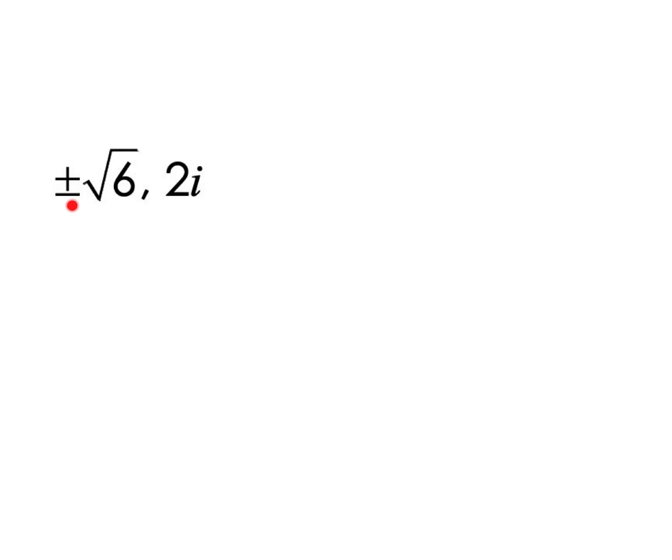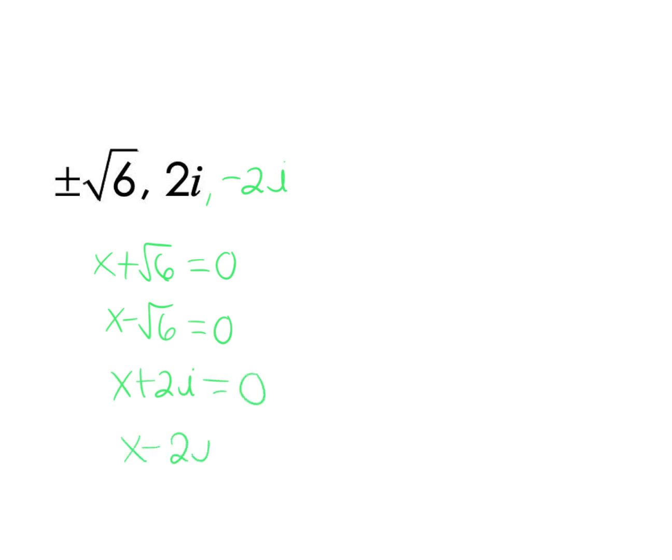Here we have plus or minus square root of 6 and 2i. So we also have negative 2i here. So we have x is square root. I'm not going to do all that. We're going to have x plus square root of 6 equals 0. X minus square root of 6 equals 0. X plus 2i equals 0. X minus 2i equals 0. So then our final answer is x plus square root of 6 times x minus square root of 6 times x plus 2i times x minus 2i.